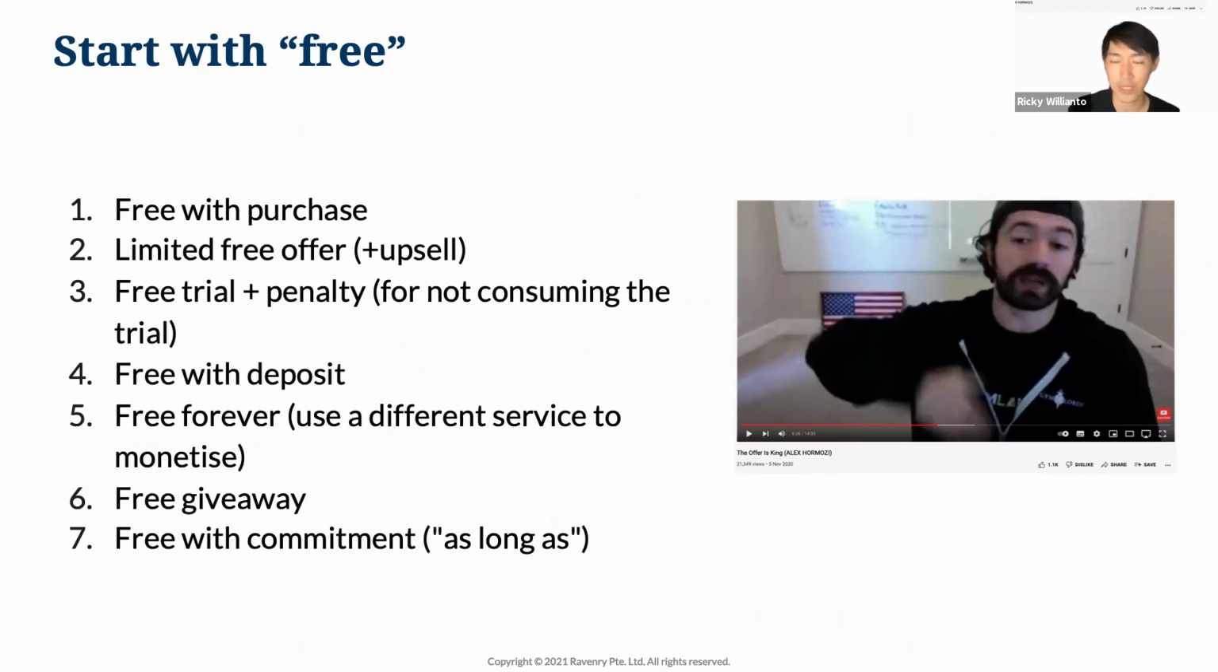And the last one is free with commitment. So you give them 12 months, they have to commit to you for 12 months, and they get two months free. So that's an example of free with commitment. Two months free as long as you sign up for an annual retainer, for example. So again, some strategies for you to think about to close your very early-day clients.